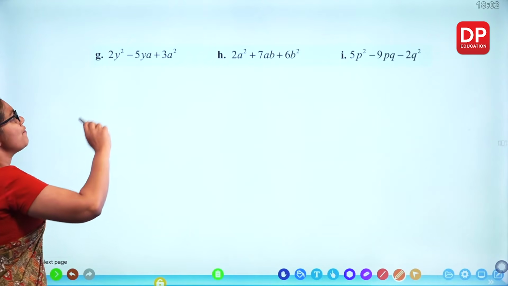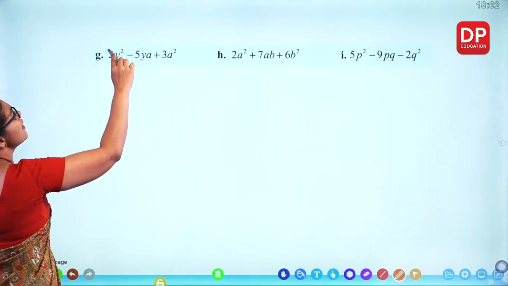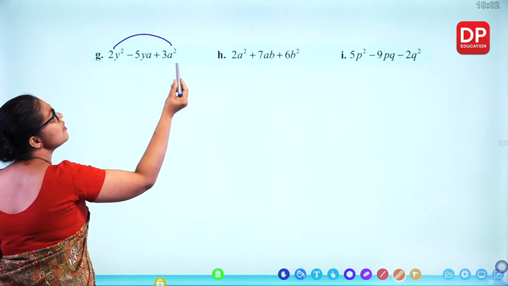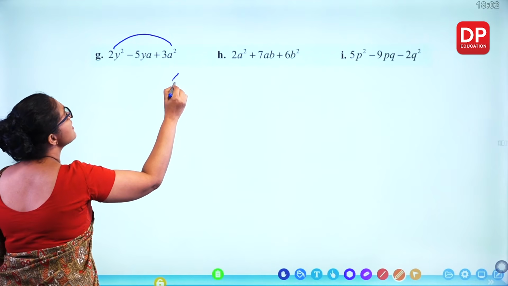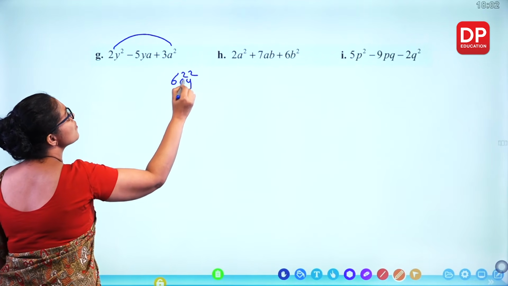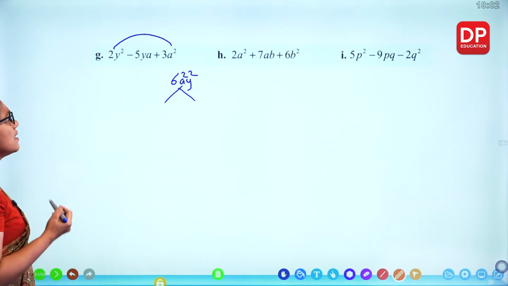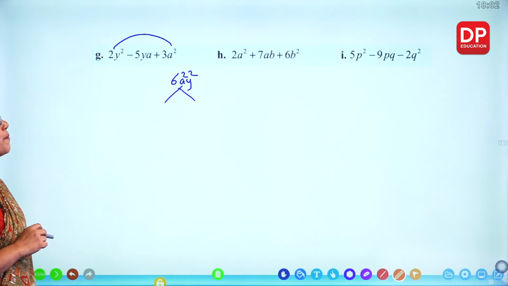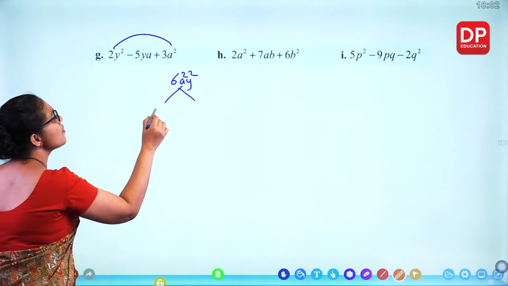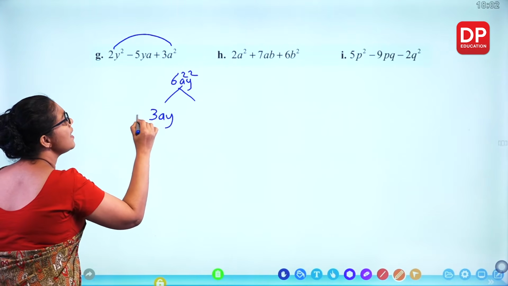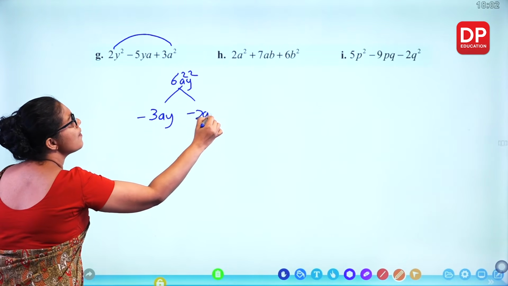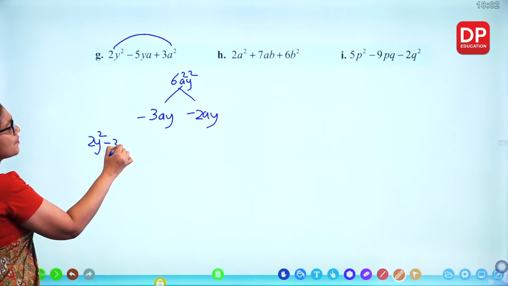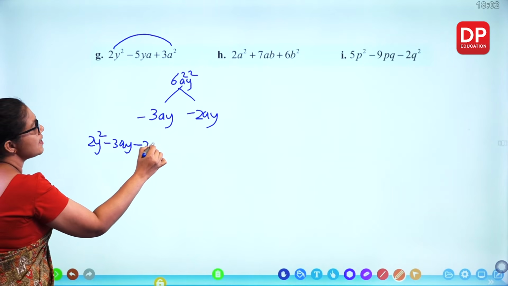Here, no common factors. So, here we multiply these two. 2y squared into 3a squared, you get 6a squared y squared. So, what are the factors to get minus 5? Both should be negative. So, here you can write 3ay and 2ay. So, split the middle term to minus 3ay and minus 2ay.